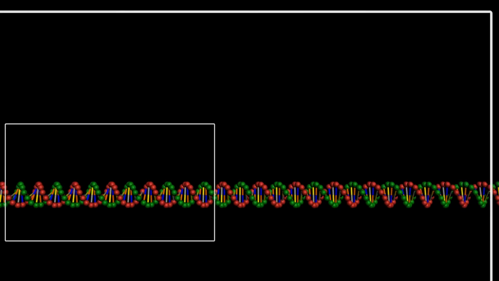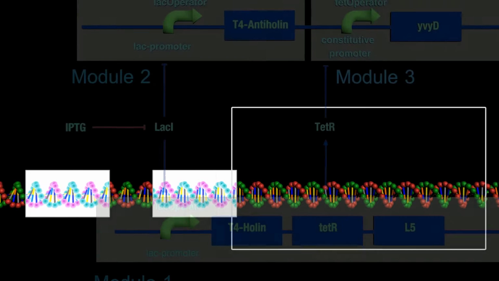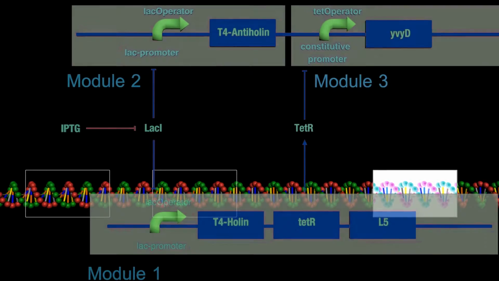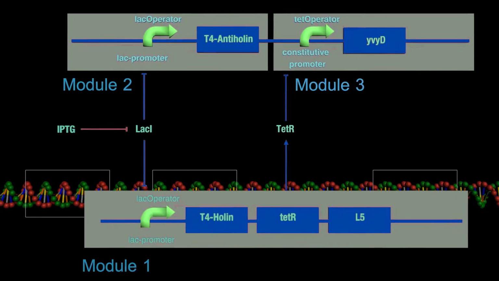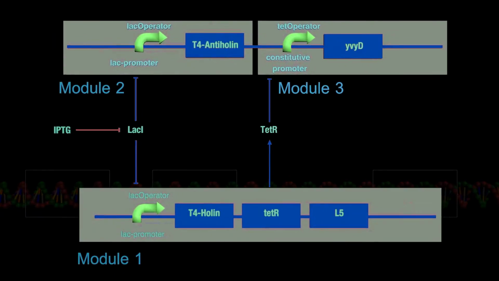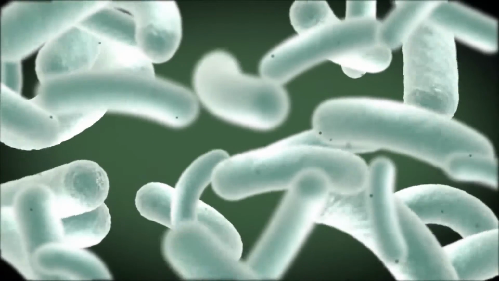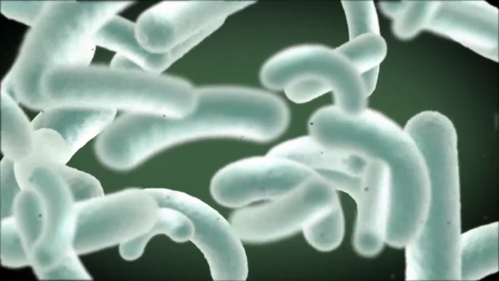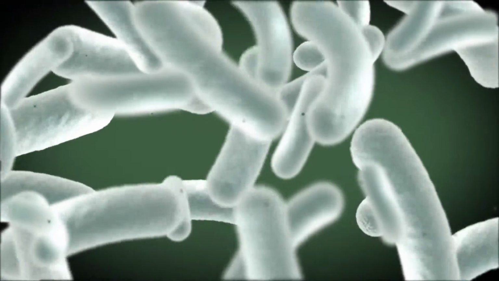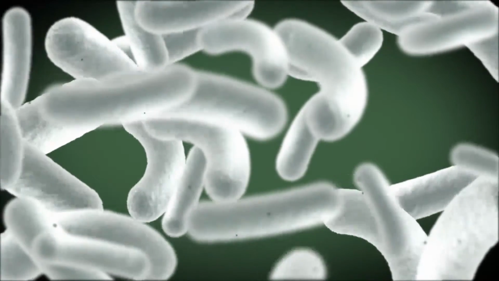Our kill switch is composed of 3 interconnected modules which enable the survival of cells under laboratory conditions. However, as soon as a cell is taken out of this controlled environment, the kill switch is activated and kills the cell.